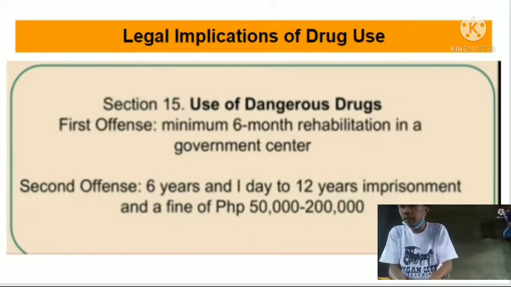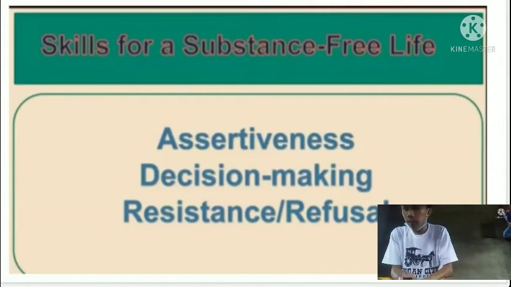And we proceed to the most important part of this presentation, and that is the skills for a substance-free life. There are 3 skills that we need to enhance, especially for young people like us, and that is assertiveness, decision-making, and resistance or refusal.